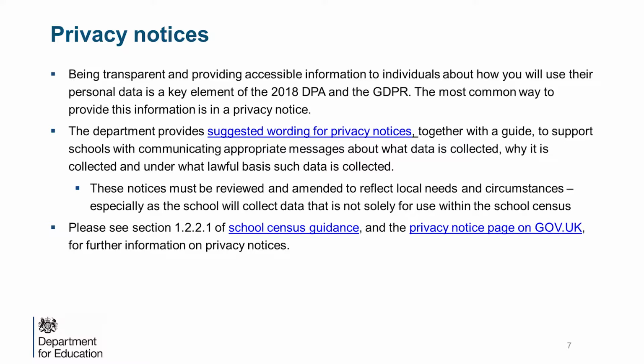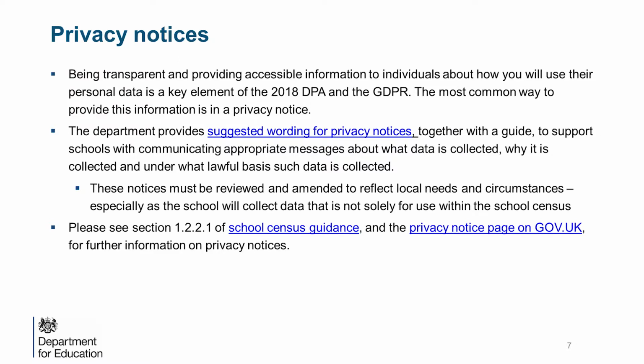As such, to comply with the data protection regulations, the privacy notice should contain details of all uses of data within the school. For example, information used locally for pupil achievement tracking and, where relevant, the use of CCTV data. If you don't already use the department's suggested wording for privacy notices, we would highly recommend that you consider using it in the future.